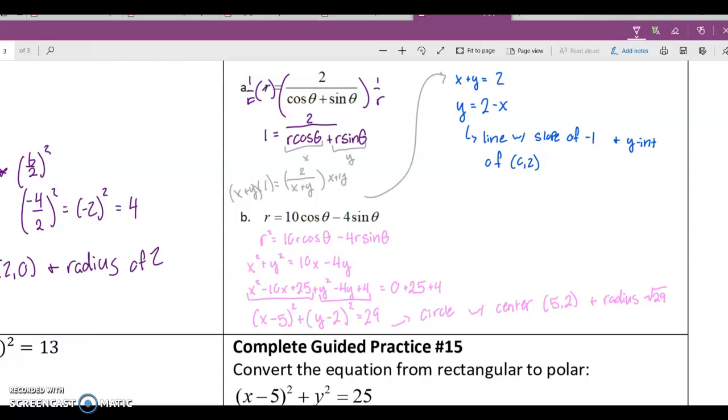If you guys need more practice with completing the square, let me know. I'm happy to make a review video of that. Otherwise, I'm going to end this video, and then the next video will be on going the other way, converting from Cartesian to polar.